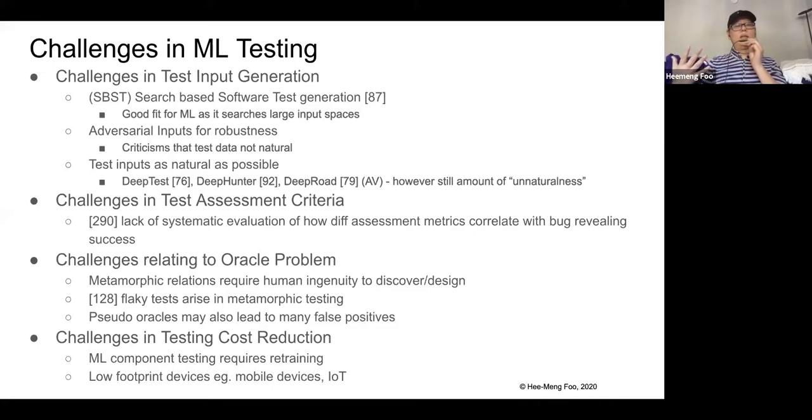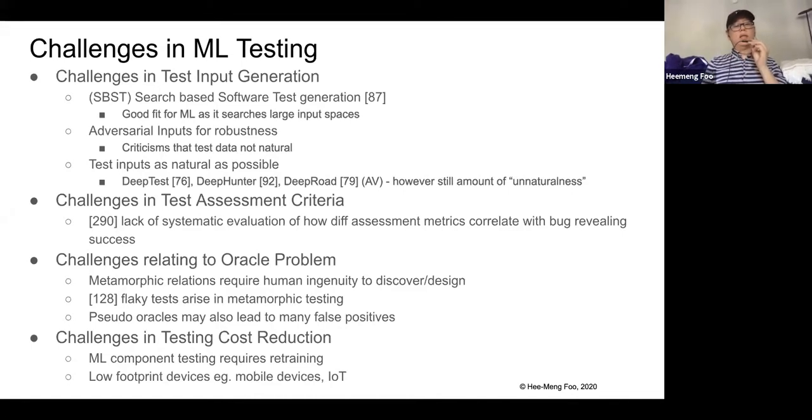Challenges in test assessment criteria. So how do you assess different metrics? There is basically a lack of systematic evaluation of different assessment metrics. The oracle problem: metamorphic relations require some level of human ingenuity to discover. And to some extent, here we go again, flaky tests arise in metamorphic testing.